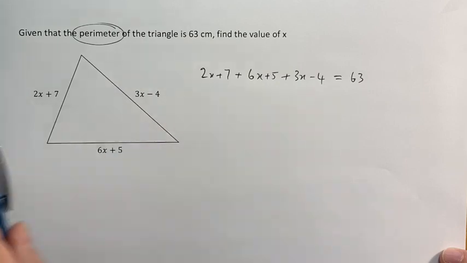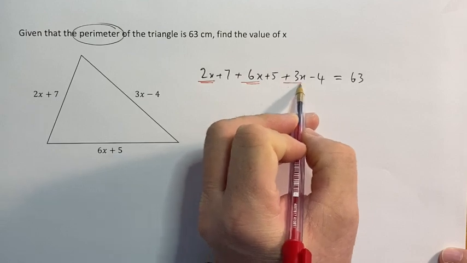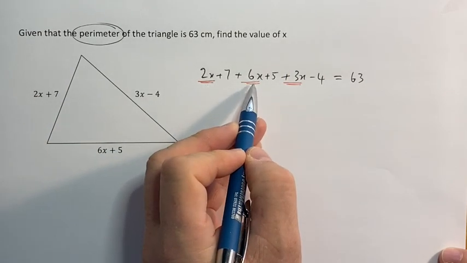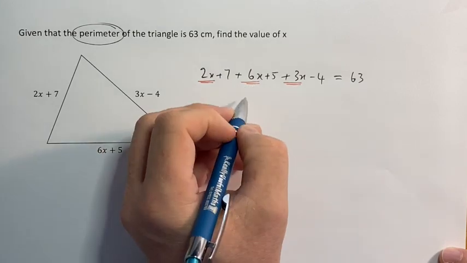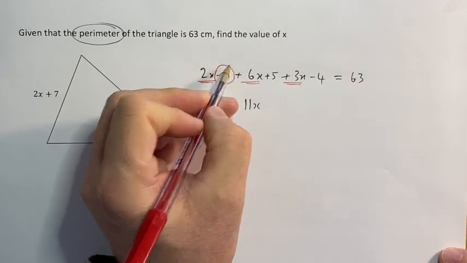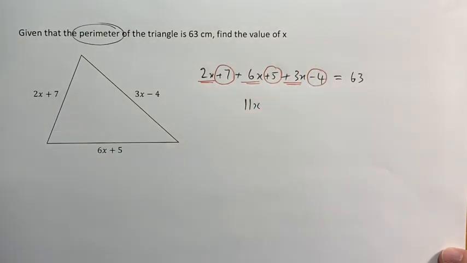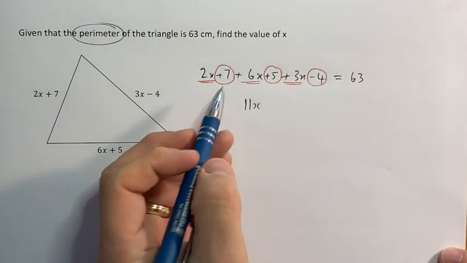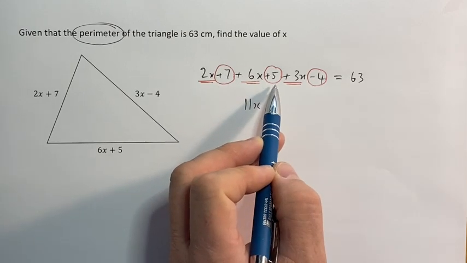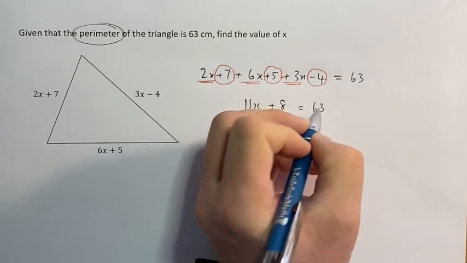So we can see that we have got two x's, add six x's, add three x's. So we've got two, add the six, we've got eight x's. Add the three x's, we've got 11 x's. And then numerically, we have got seven, add the five, and then we've got to take four. So we have the seven, add the five is 12, take the four is positive eight. And that should equal 63.